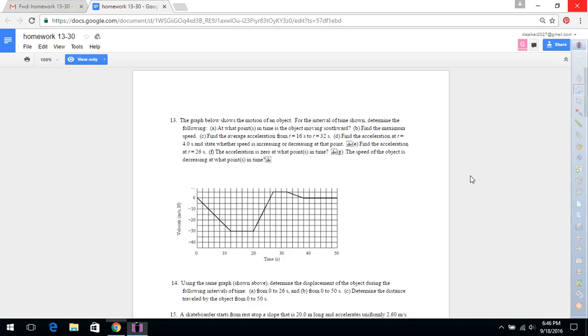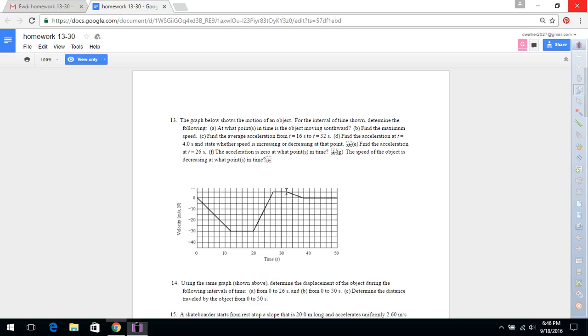Okay? All right, so B says find the maximum speed. All you have to do is look on the graph and read that. Find the average acceleration from 16 to 32 seconds. Well, here is 20, 18, 16. It's not accelerating at all from 16 to 20. From 20 to 27, it's headed in the opposite direction. It's getting less negative velocity, so you could take the slope of the line and find the acceleration. There is no acceleration here. And then we're done, because it only wants to go to 32 seconds.